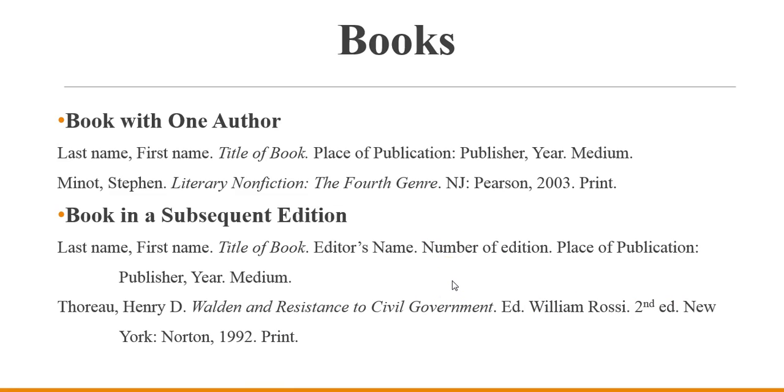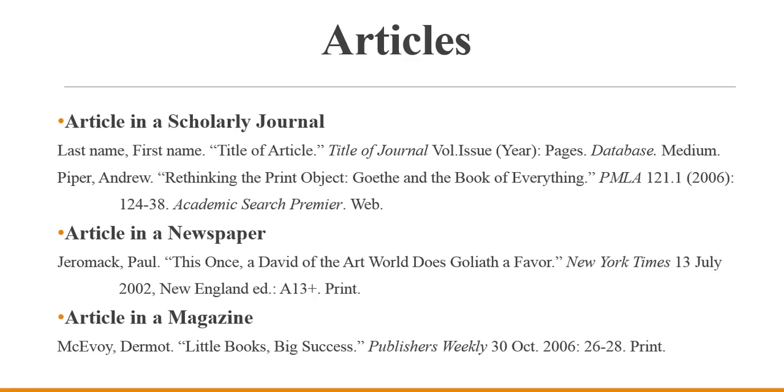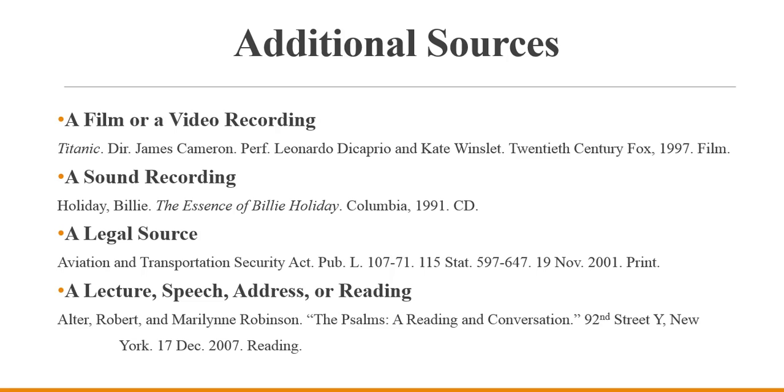And so the rest of this PowerPoint gives you the documentation format of the different types of sources. So look through them. If you have a book, depending on what kind of book, how many authors, if it's an edited book, then you just follow the format for your particular source. And most of you will probably use articles, and there are articles in a scholarly journal, article in a newspaper, article in a magazine, web publication, and so forth.